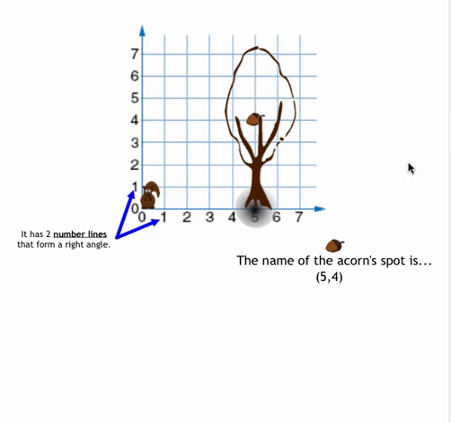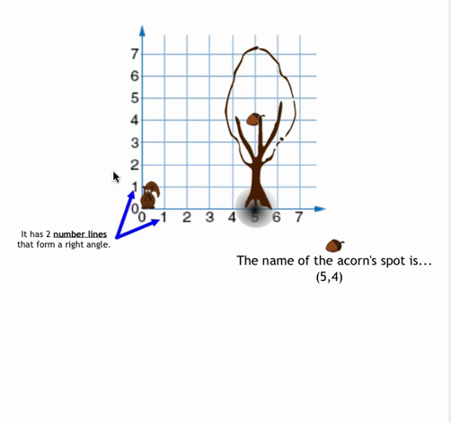So we have an acorn that's here, and there's actually a name for this point, Mrs. Gonzalez, where the acorn is. What is the name of that point? Well, I'm looking down below, right underneath the grid, and it says the name of the acorn spot is (5, 4). So what does that mean?